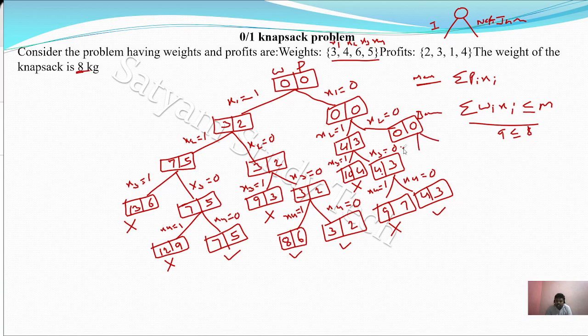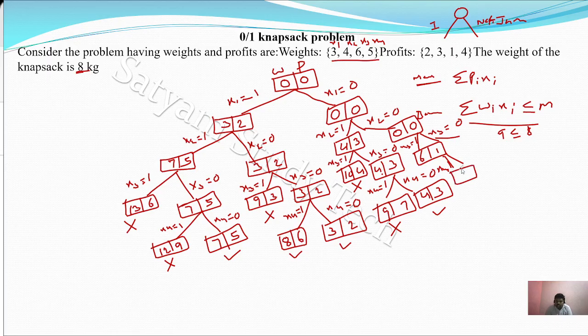Now you can see here x3 is 1, that means the third object is included. If the third object is included, the weight is 6, and the profit is 1. So here x4 is included.